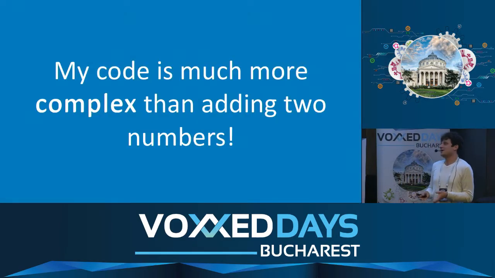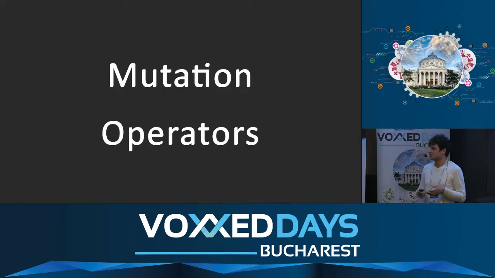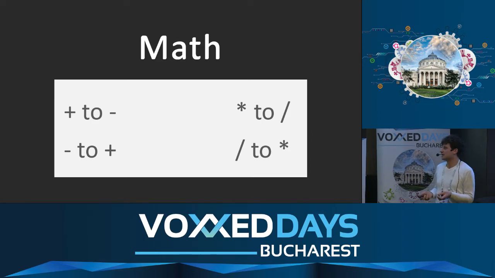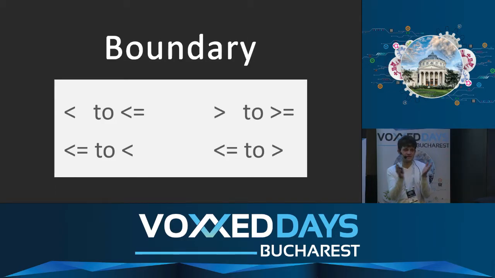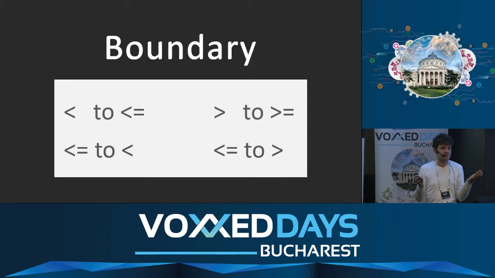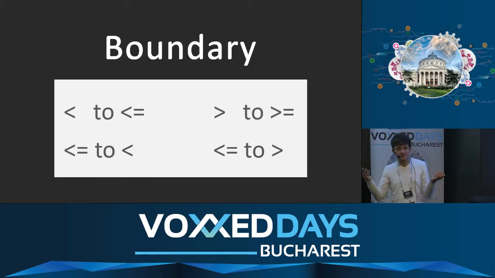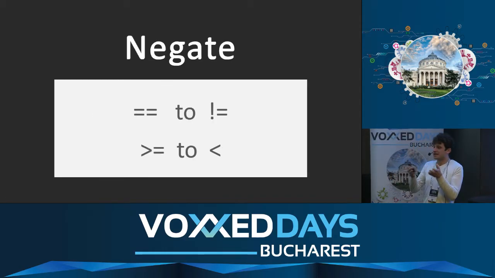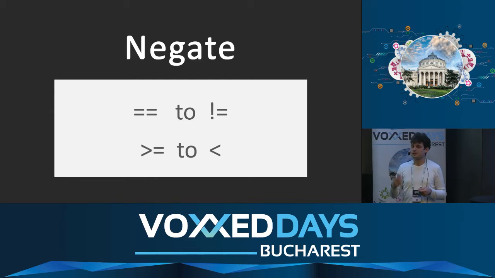You may say, okay, but my code is much more complex than adding two numbers. This sounds good, but that's why we have a lot of different mutations. Just to quickly see what we can mutate: just what we've seen, math operations from plus to minus or multiplying to division. We can also change boundaries, tighten them or make them wider, so instead of greater than, we have greater or equals. We can have some negation, so we revert the condition.